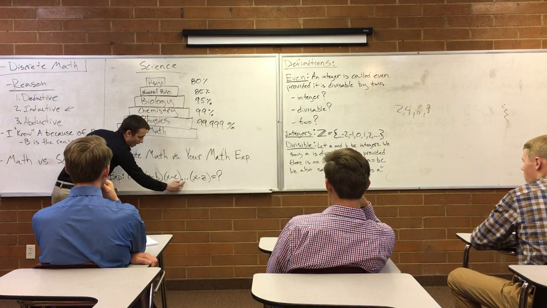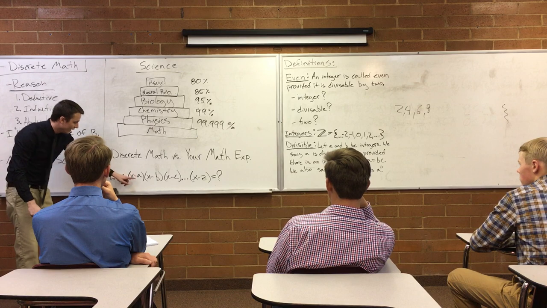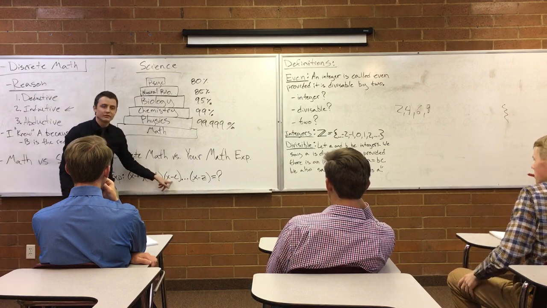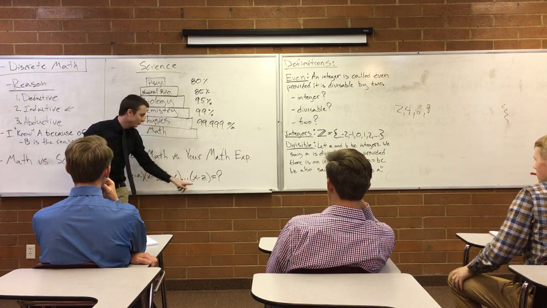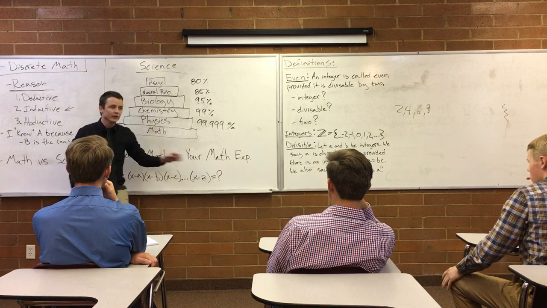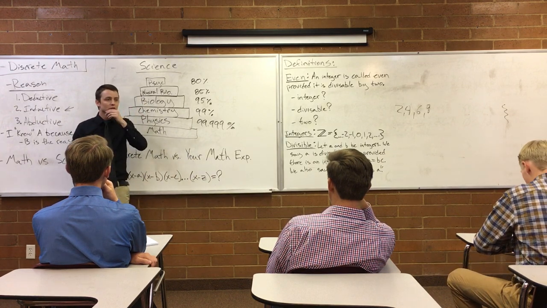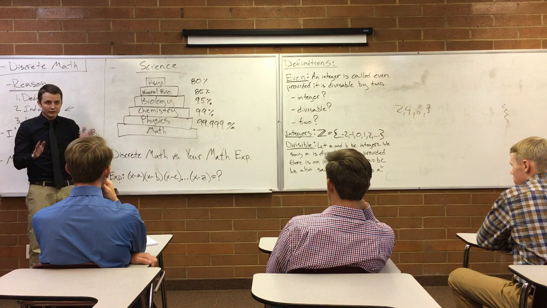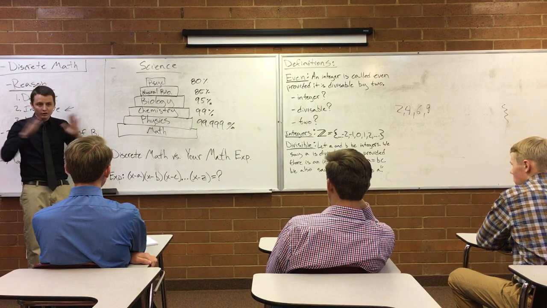And do you understand what this dot, dot, dot means? X minus A times X minus B times X minus C times X minus D times dot, dot, dot, all the way to X minus Z. So this is the whole alphabet. What does it equal when you multiply all that out? Figure it out. Don't share your answer out loud.